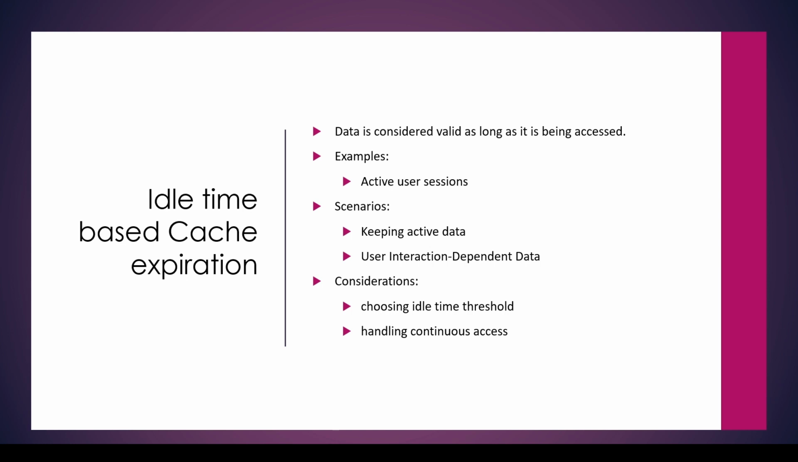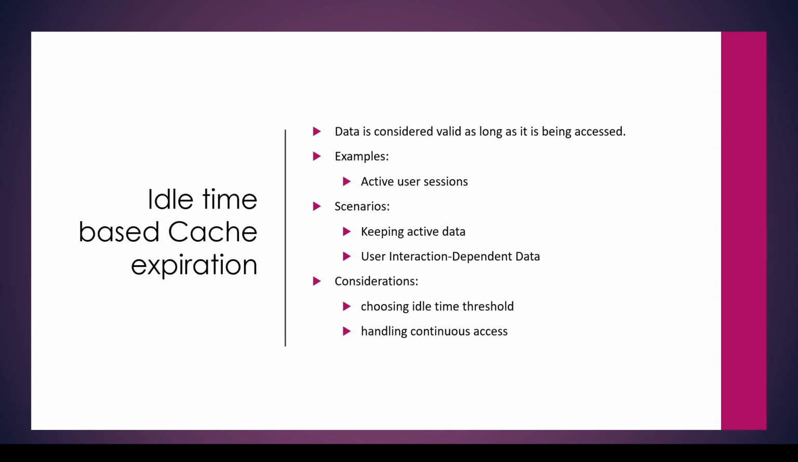The next expiration policy is idle time based. In this policy, the cached entry is considered valid as long as it is being accessed. An entry is considered stale if it has been idle for a specified duration of time. Same as time-based expiration, in this approach we also use a timer, a TTL property. The only difference is that in this policy, the timer is reset every time the cache entry is accessed. That is done to monitor the idle time.